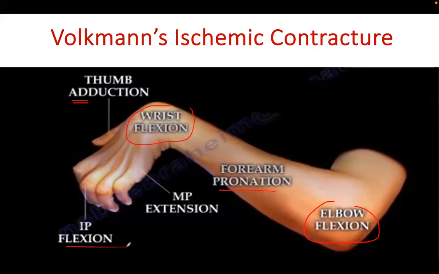Flexion of the interphalangeal, extension of the metacarpophalangeal. Now, I would highly memorize the wrist flexion, the forearm pronation, and the elbow flexion. Just these three. So this is a Volkmann's ischemic contracture.